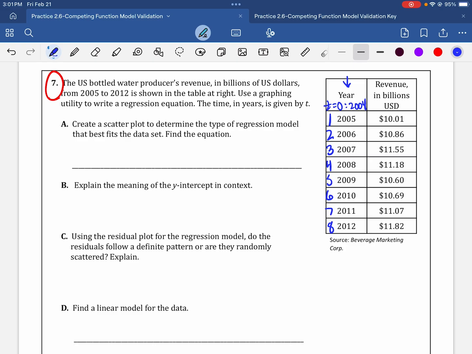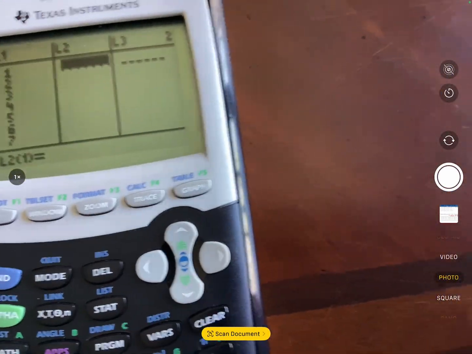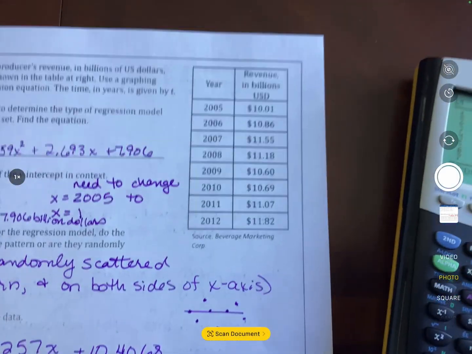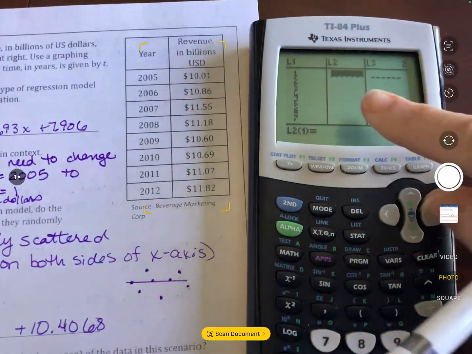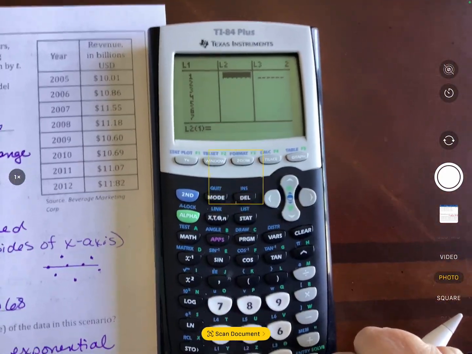Now I need to do this one off to the side real quick. I'm clearing my memory because of the last problem I just did. And now I'm quickly putting 1, 2, 3, 4, 5, 6, 7, and 8 in L1. Let me go ahead and let you see what I'm doing. So I'm putting those numbers in right here. I'm just going to keep you looking at it like that, and then I'm looking off to the side.